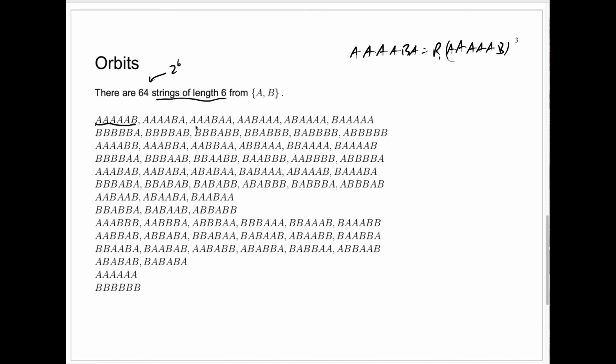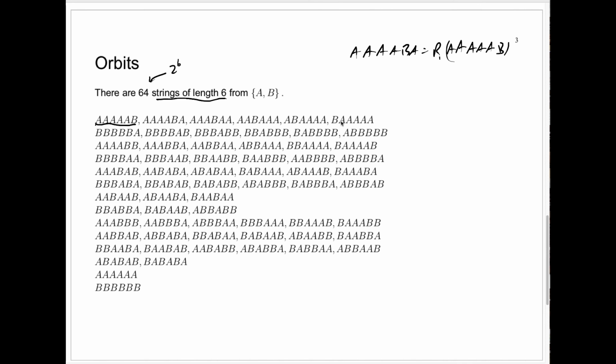In other words, this string AAA, BAA is R2 of the original string. It's R1 of that second string. And then if I apply R1 again, I get AAB, AAA. That's R3 of the original string, R2 of this next string, R1 of that string. And then if I apply a rotation R1 again, I get this string. I apply R1 again, I get this string.